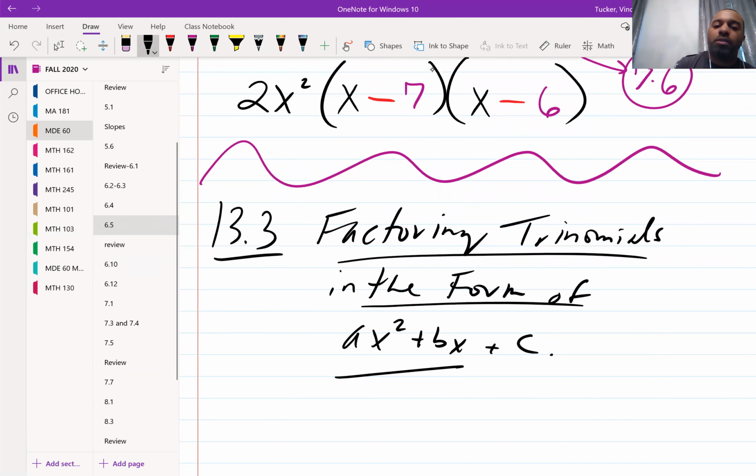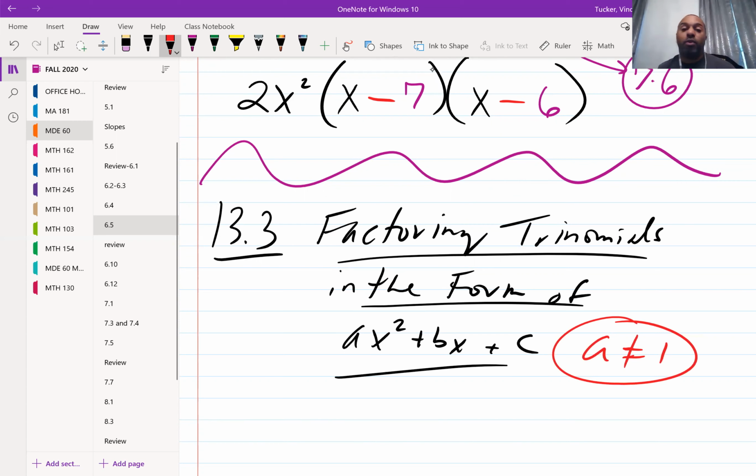All right, so let's look at 13.3. Factor trinomials in the form of ax squared plus bx plus c. In other words, what it's saying is that a is not equal to 1 now. So before, up to this point, what was sitting in front of x squared was equal to 1. So now we're about to put a number in front of that and factor this stuff out.